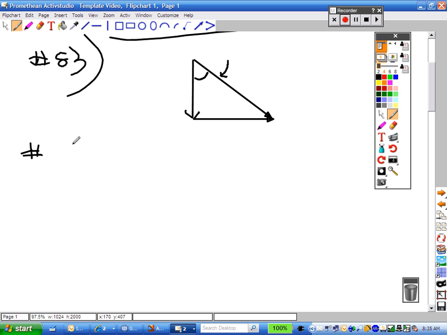Let's look at number 84. Number 84 is about a hiking trip, and there are three segments. You should add those graphically for part A and for part B, but you are demonstrating the commutative property. So you should add all three of those vectors.